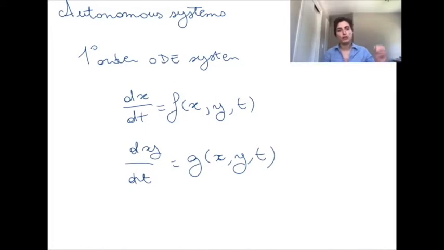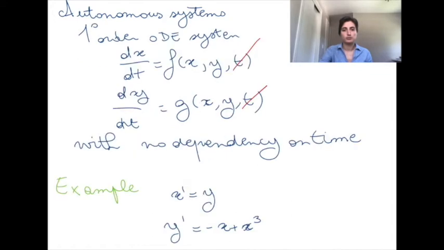first-order ODEs. A system means that we're looking at multiple variables, for example, x and y, their derivative with respect to the time, and the right-hand side connects x and y. So the derivative of x depends on x and y, and the derivative of y depends on x and y as well. And they might be depending on the time as well, but if we restrict ourselves to autonomous systems, it doesn't. So autonomous systems are first-order ODE systems with no dependency on time.